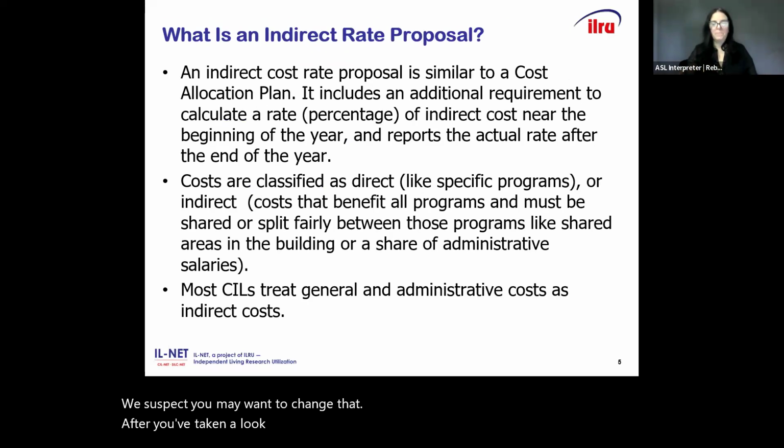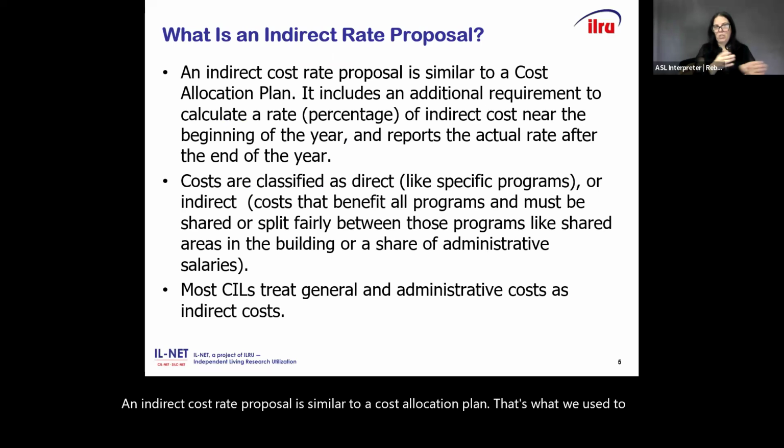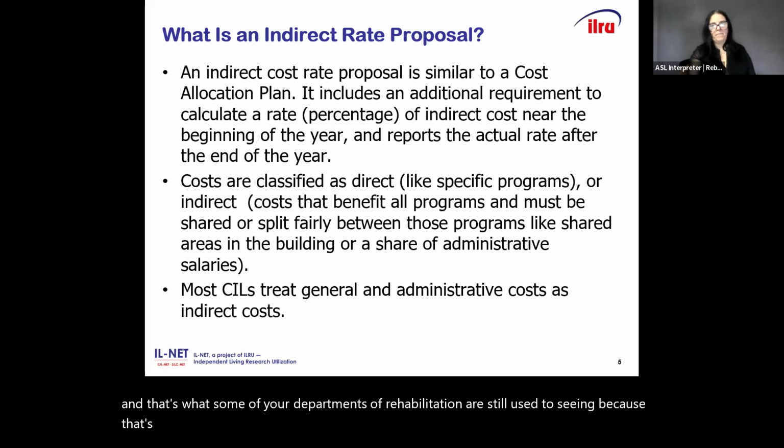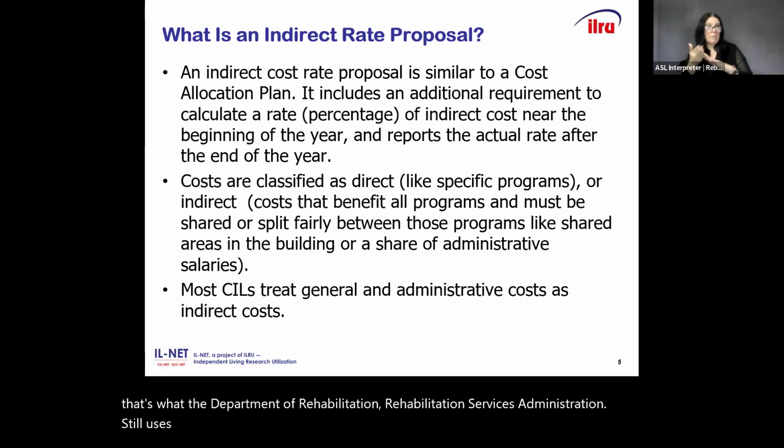Okay, here's what an indirect cost rate proposal is. An indirect cost rate proposal is similar to a cost allocation plan. That's what we used to do. And that's what some of your departments of rehabilitation are still used to seeing, because that's what the Department of Rehabilitation Services Administration still uses as their indirect cost rate process.